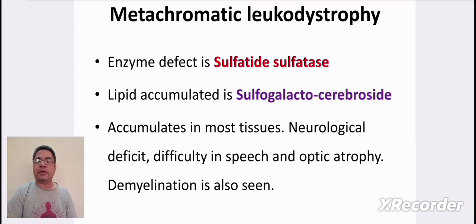Metachromatic leukodystrophy. Enzyme defect is sulfatide sulfatase. The lipid accumulated is sulfogalactocerebroside. It accumulates in most tissues. Neurological deficit, difficulty in speech, and optic atrophy are seen. Demyelination is also seen.